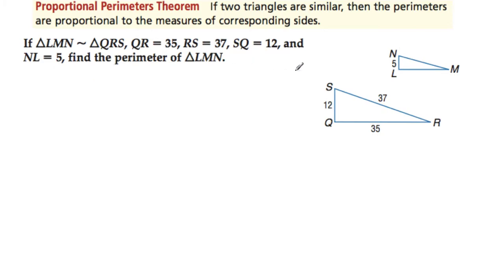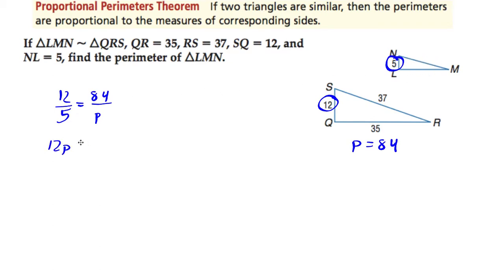So given the sides, we see that the scale factor is 12 to 5. The perimeters will follow this scale factor. So the perimeter for this larger triangle here is going to be 12 plus 35 plus 37, which is 84. So 12 to 5 is the same as 84 to the perimeter of the smaller triangle. So all we have to do is to find this product.